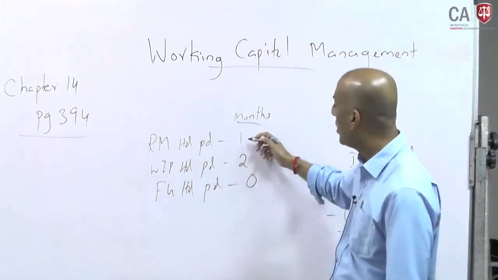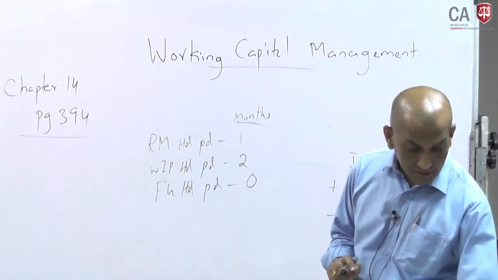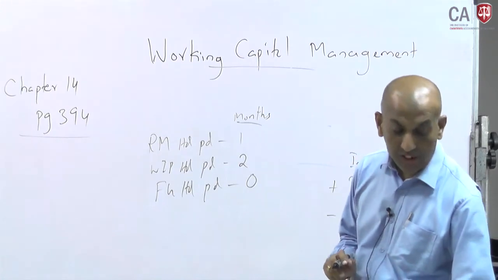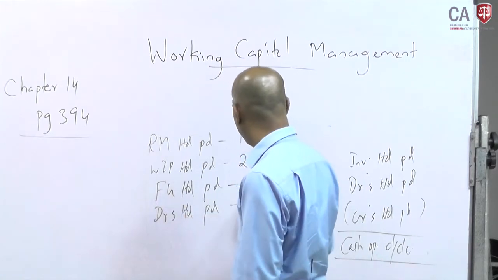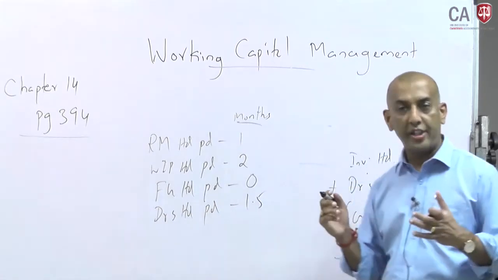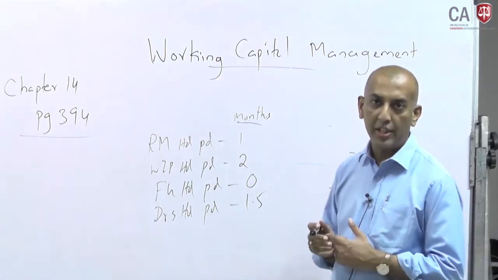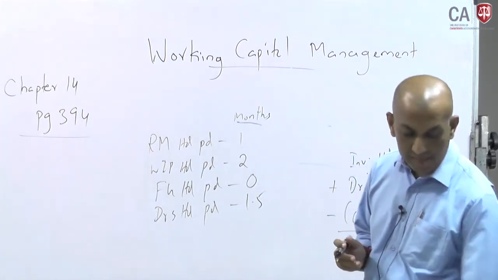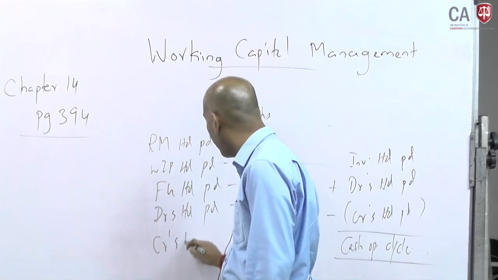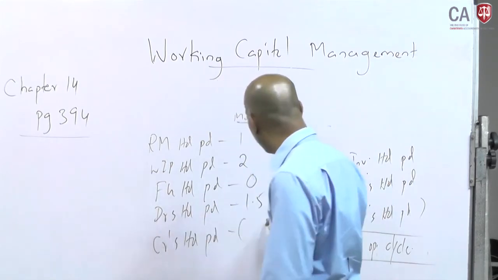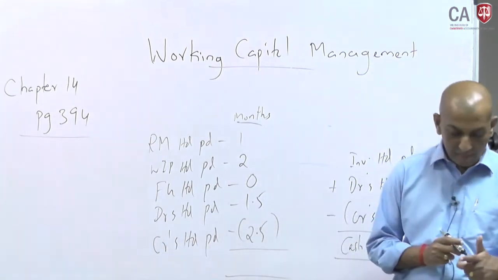So you have to add the raw material holding, WIP holding, and finished goods holding, which we have added. Then it takes 1.5 months for the customers to pay. So your debtors holding period is 1.5 months. After you manufacture the goods, it takes 1.5 months for the customers to pay us. So the credit period given to customers is 1.5 months. Then we subtract the creditors holding period. Creditors holding period is 2.5 months. So these are the number of days involved.